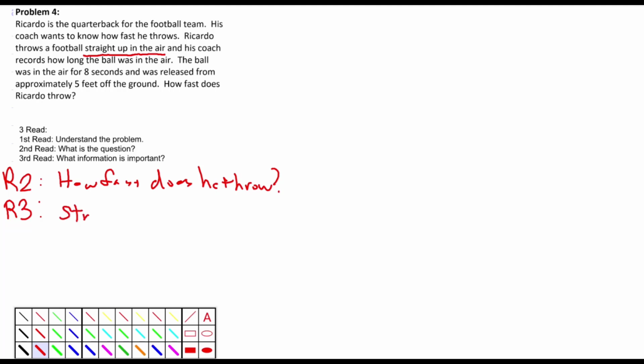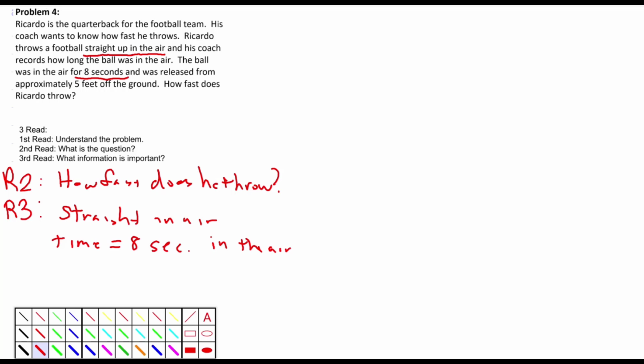So straight in air. Okay. And his coach records how long the ball was in the air. The ball was in the air for 8 seconds. So time equals 8 seconds. So we know time was 8 seconds until what? I'm just going to leave it like that. So the time is 8 seconds. Actually, I'm going to write in the air because that makes a difference. In the air.